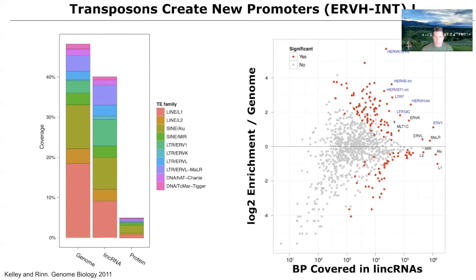And what you would see is that something that's covering a lot of long non-coding RNAs out here, and the more enriched it is over its genomic average would be up here. So these would be things that are just very specific to this feature that we're looking at.